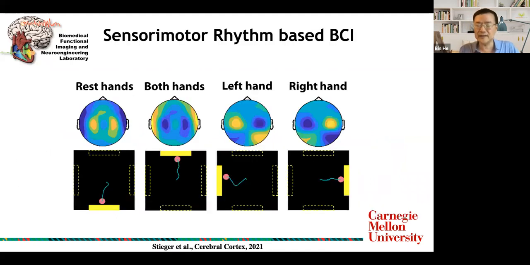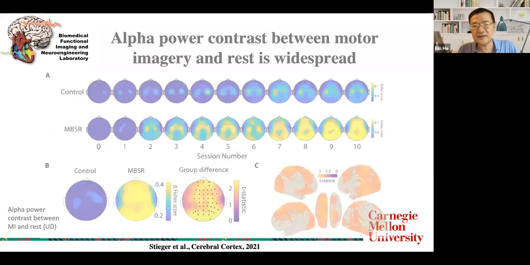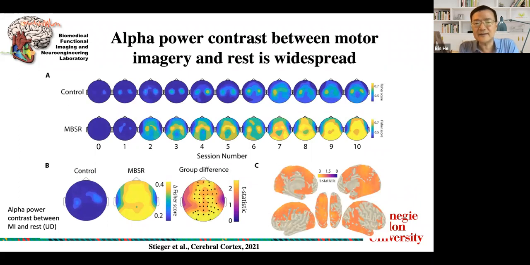Next, we look into the electrophysiological signals of these subjects. We want to understand what causes such a change or difference. In this particular slide, we pay particular attention to the up-down cursor movement, and we examine the alpha power contrast between motor imagery and rest. Rest means you imagine nothing; you're just being very calm. Versus when you are trying to bring up the cursor, which is the movement of both hands.